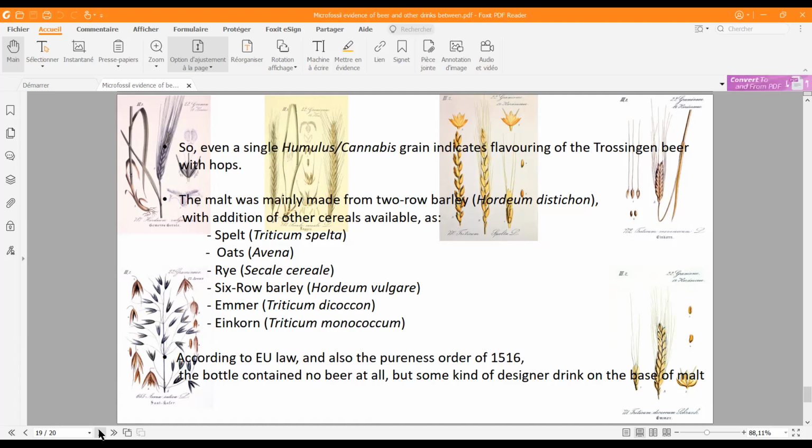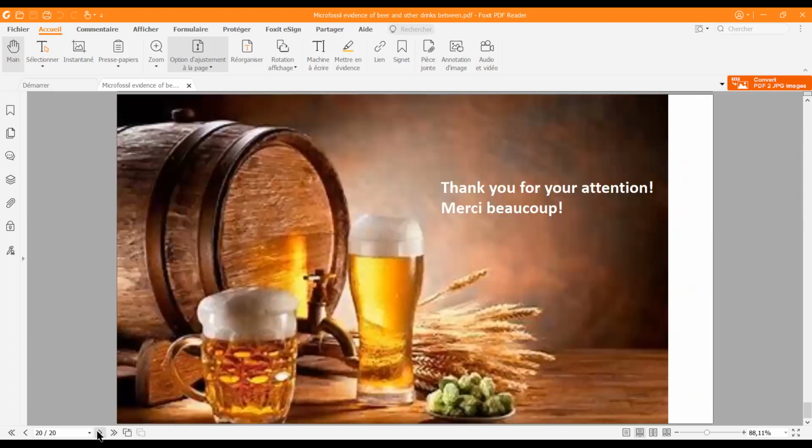Okay, and I think I'm more or less finished. I must say that according to the EU law and also the Reinheitsgebot of 1516 in Germany, this was no beer at all. This was a kind of designer drink. Okay, thank you very much.